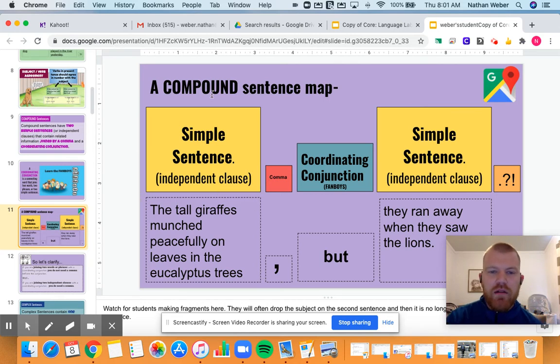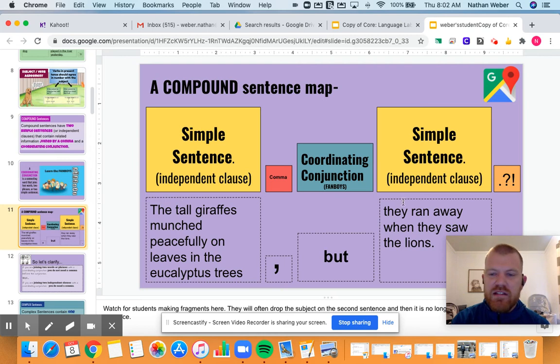And here's a compound sentence map. Please write this down. This will be probably the last section of today for this video. A compound sentence map. It includes a simple sentence, a comma, a coordinating conjunction, followed by another simple sentence. Okay? For example, the tall giraffes munched peacefully on the leaves in the eucalyptus trees, comma, but they ran away when they saw the lions.